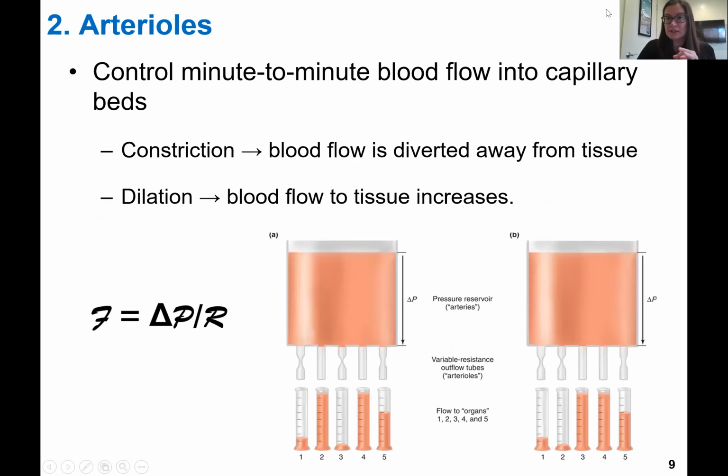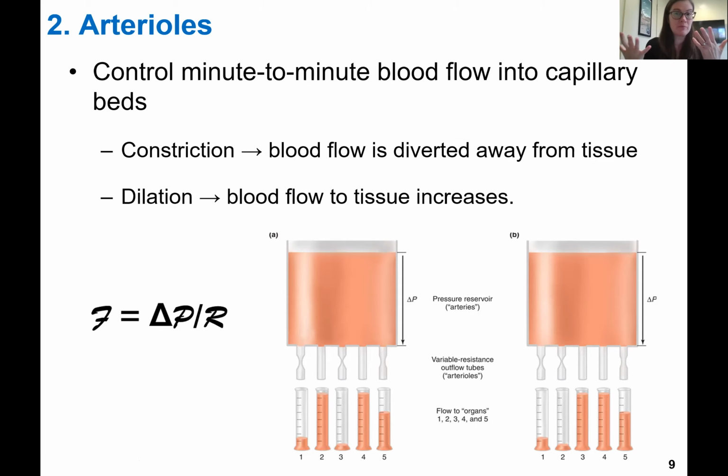And this ability to contract and relax allows a minute by minute control of the blood pressure in that area and the flow, importantly. So if we constrict, we are going to divert blood flow away from a tissue. And if we dilate, we're going to let it in. And remember what we've talked about with that major change in fight or flight.